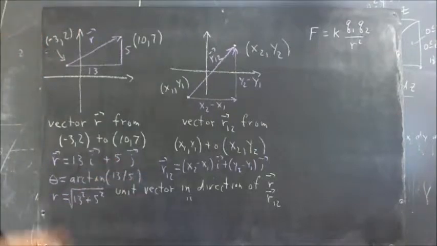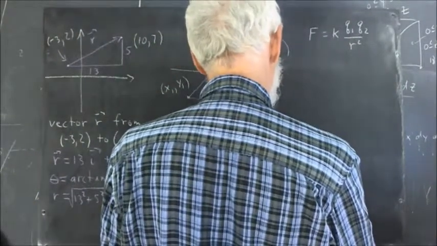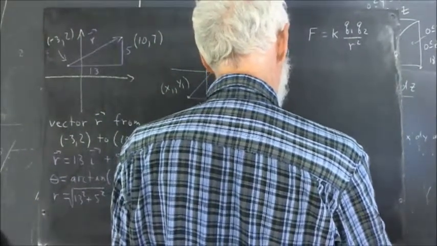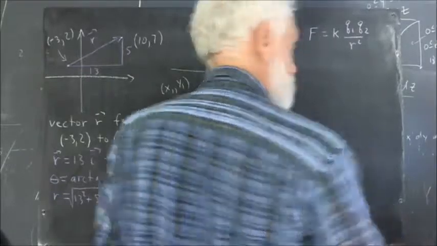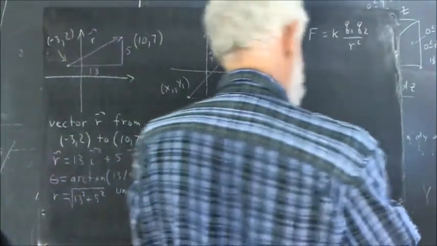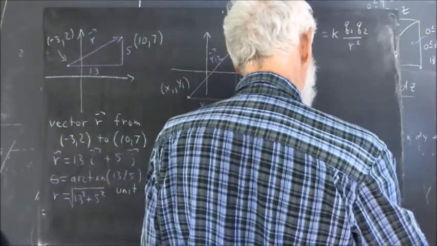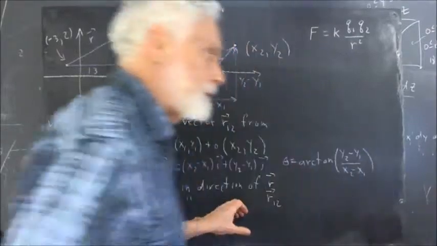And we can also find the angle theta and the magnitude r. Theta is the arctangent of what? The y component over the x component. That's y2 minus y1 over x2 minus x1.